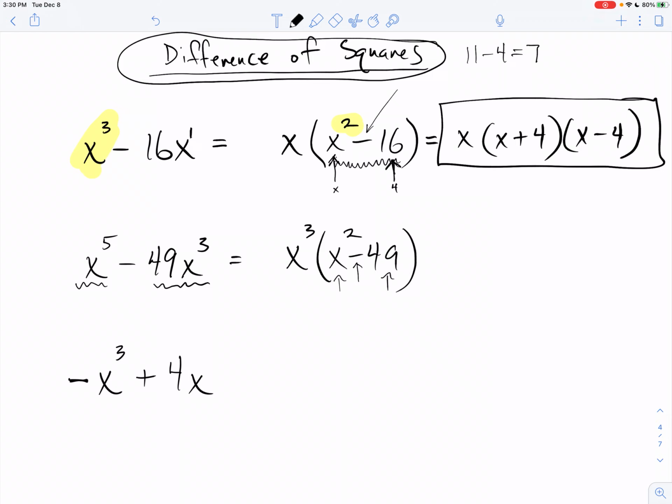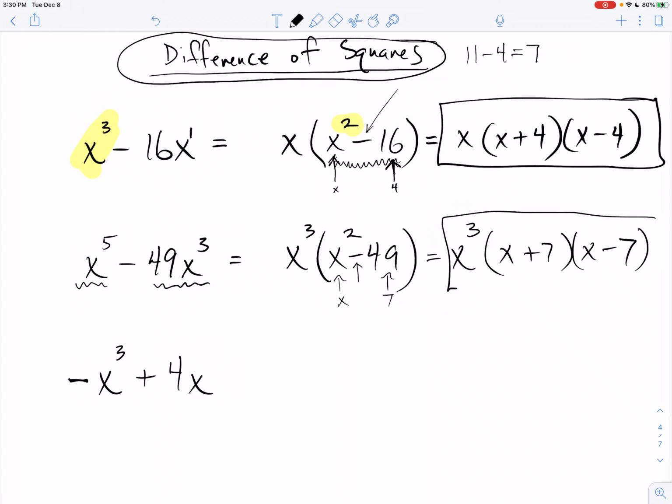What times itself is x squared? Well, that's x. What times itself is 49? Well, that's 7. So this problem breaks down. I leave the x cubed out front, and then I take this and I just do this little trick. x plus 7, x minus 7. And there's my answer.